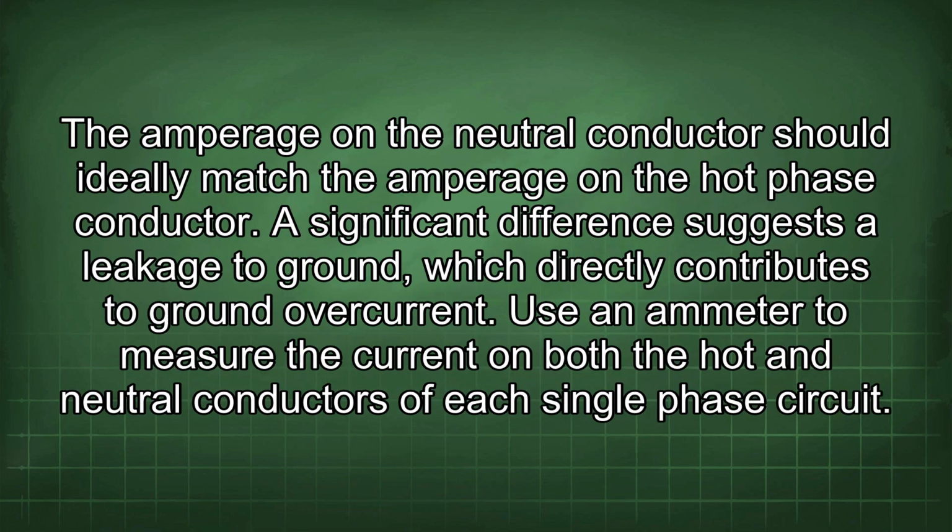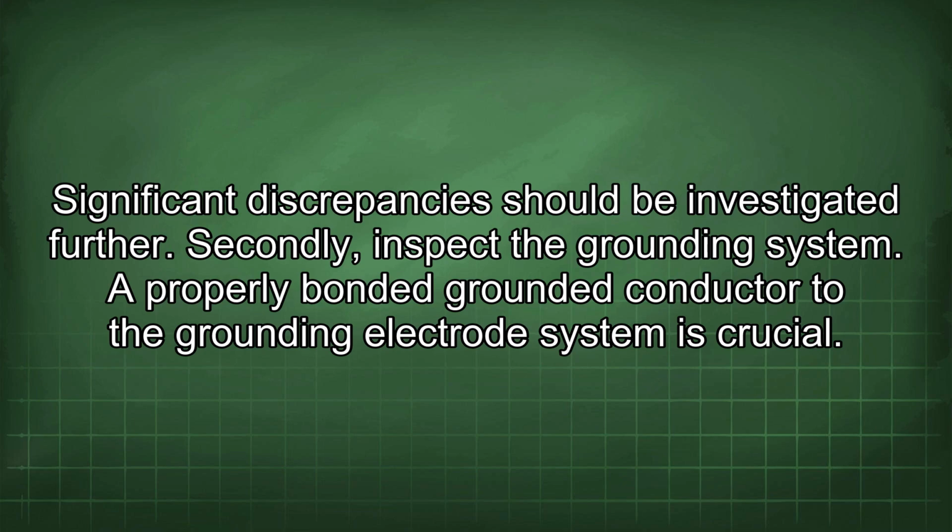The amperage on the neutral conductor should ideally match the amperage in the hot phase conductor. A significant difference suggests a leakage to ground, which directly contributes to ground overcurrent. Use an ammeter to measure the current on both the hot and neutral conductors of each single-phase circuit. Significant discrepancies should be investigated further.